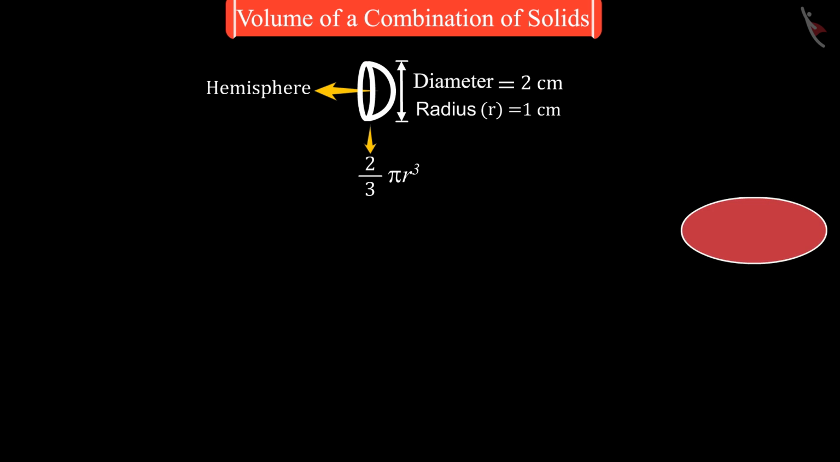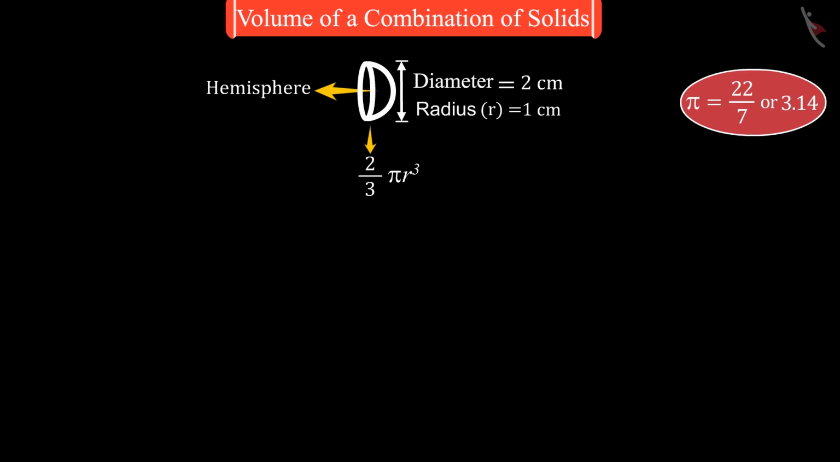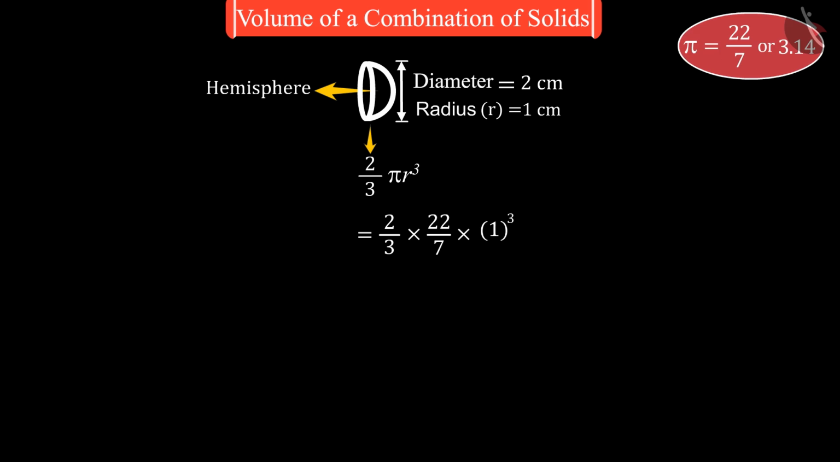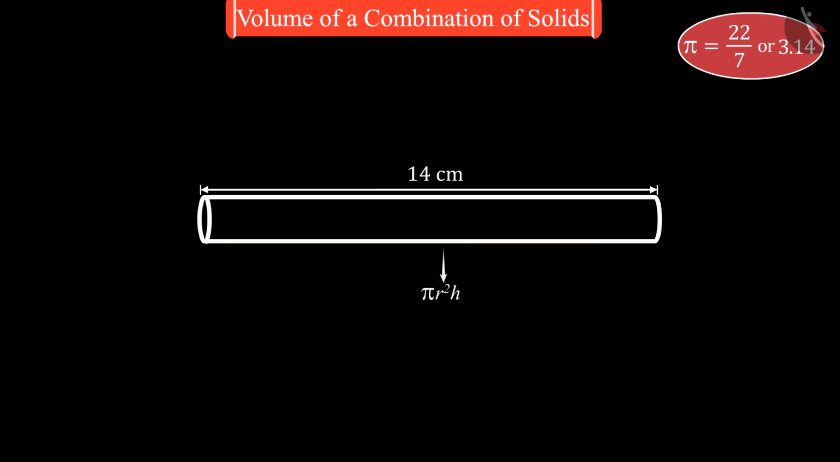Also, we know that the value of pi is equal to 22 upon 7 or 3.14. On substituting the values of r and pi, and solving, we get volume of hemisphere is equal to 44 upon 21 cubic centimeters. Let's now find out the volume of this cylinder in the same manner.